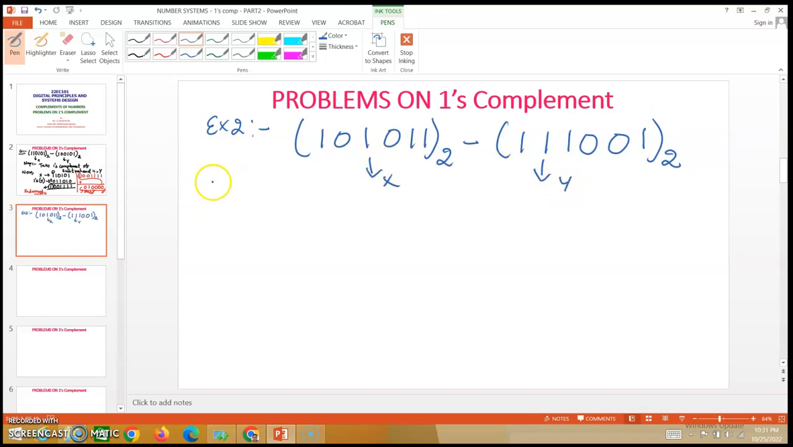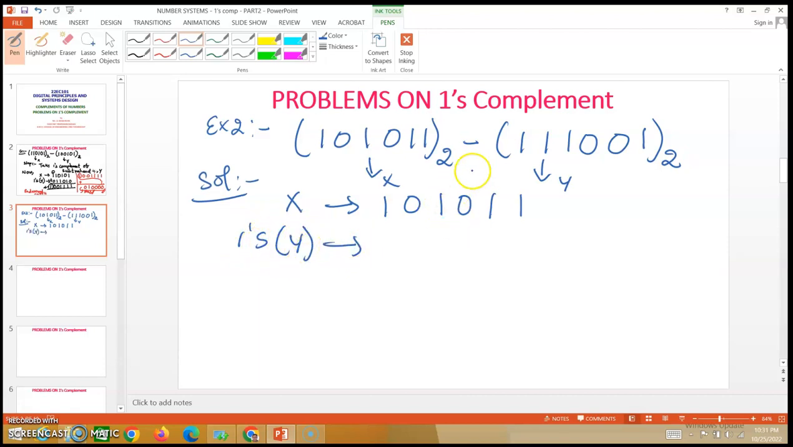Now what we have to do? Simply write the x value as such, 1 0 1 0 1 1. Now take the 1's complement of y, that means the subtrahend, the second part. So it is 0 0 0 1 1 0. Now you add both the numbers. So now what is the answer?